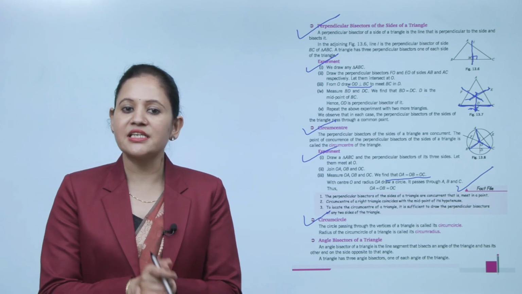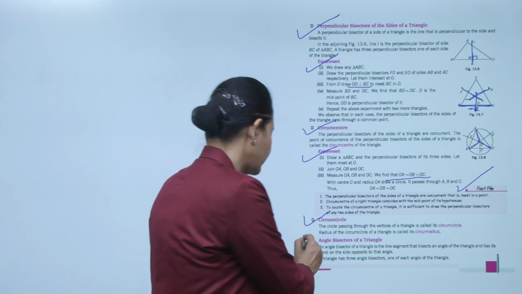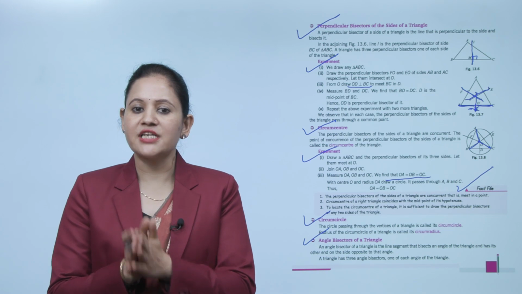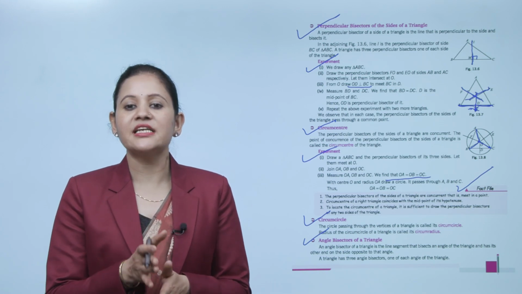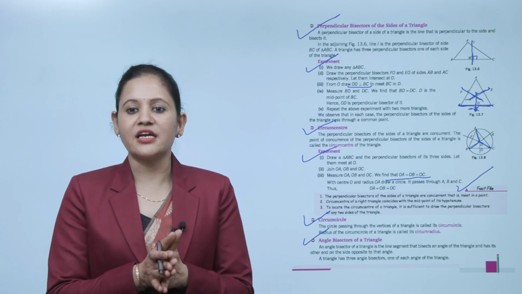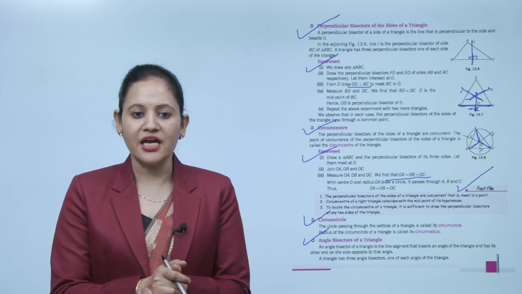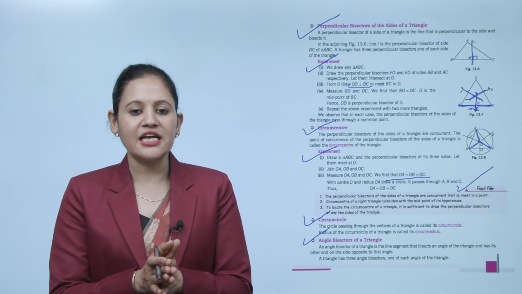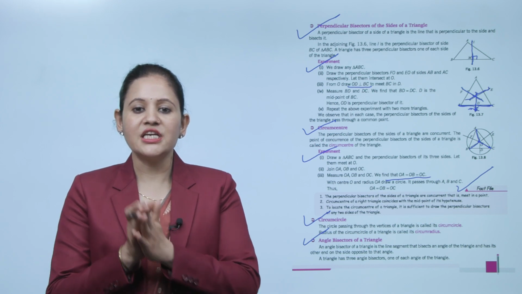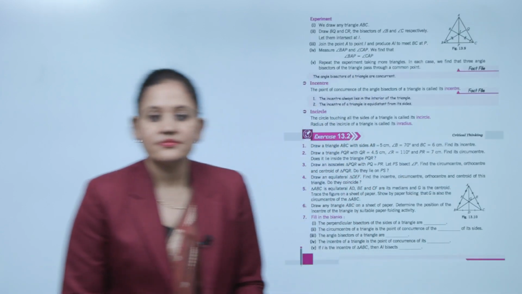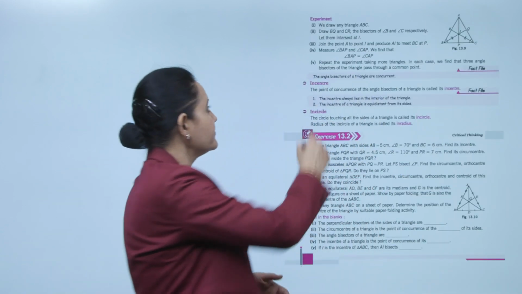Next is angle bisector of a triangle. The angle bisector of a triangle is the line segment that bisects an angle of the triangle and has its other end on the side opposite to the angle. The triangle has three angle bisectors, one for each angle of the triangle. Experiment.